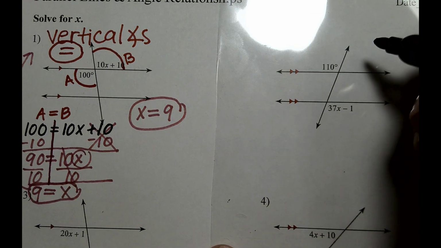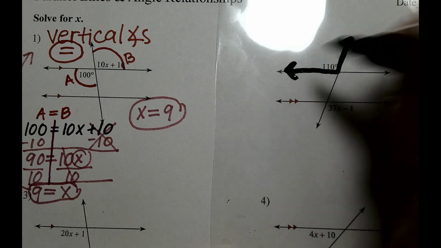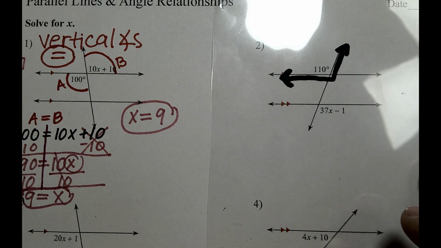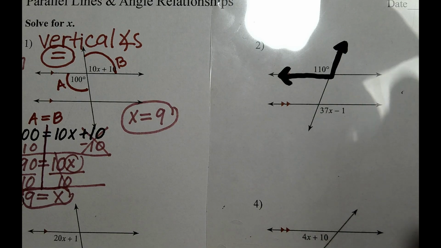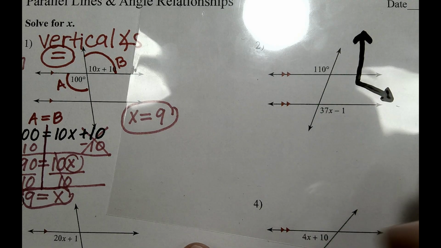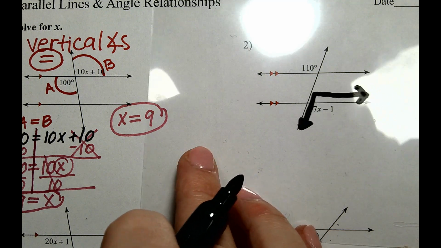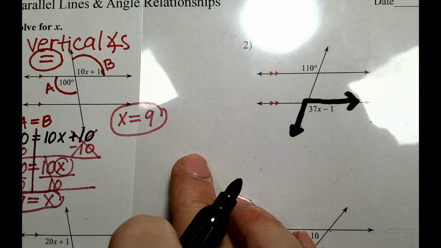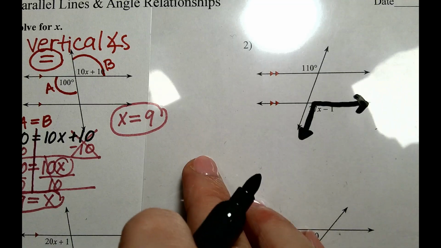This is another great way to check. You can always pull out this little sheet and trace your angle when in doubt. Let's see. 110. I'm going to trace that. Now let's overlap it. Let's move it around and put it over the top of this angle, 37x minus 1. Is that the same or is it different? It's the same. It equals. These two angles are going to be equal to each other, right?